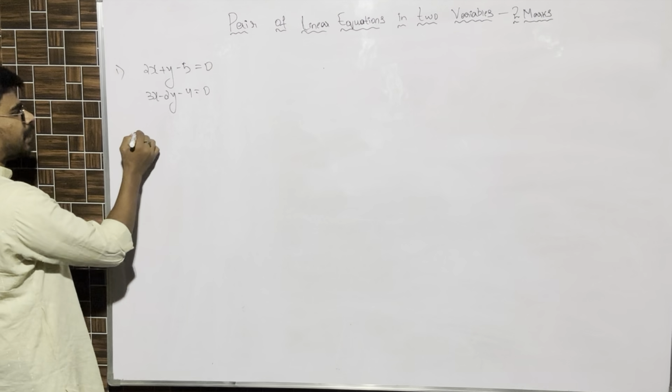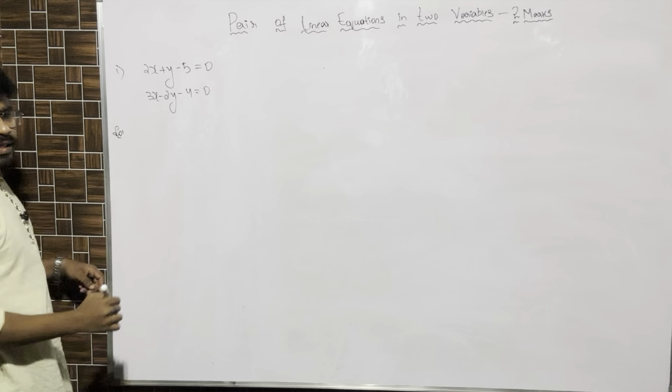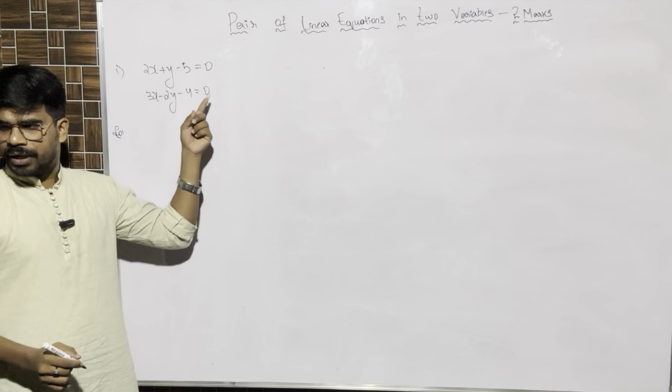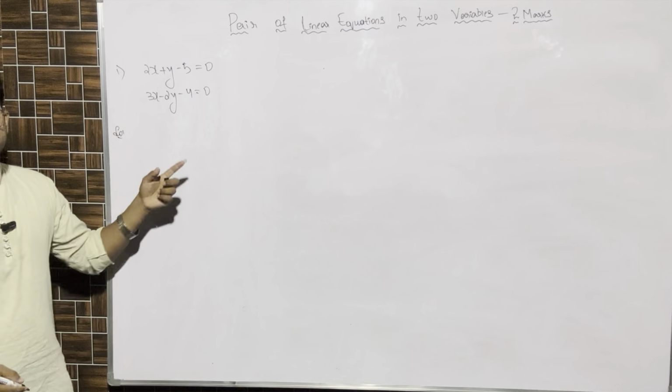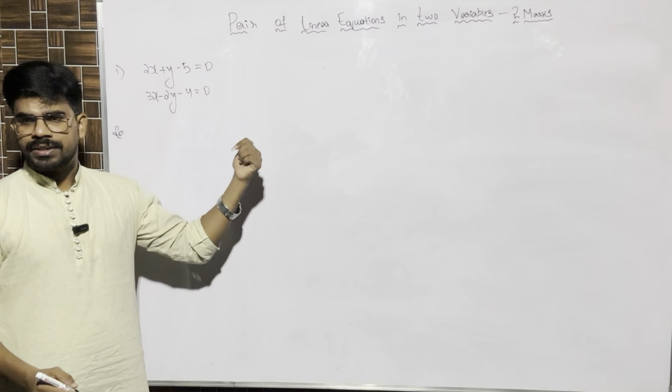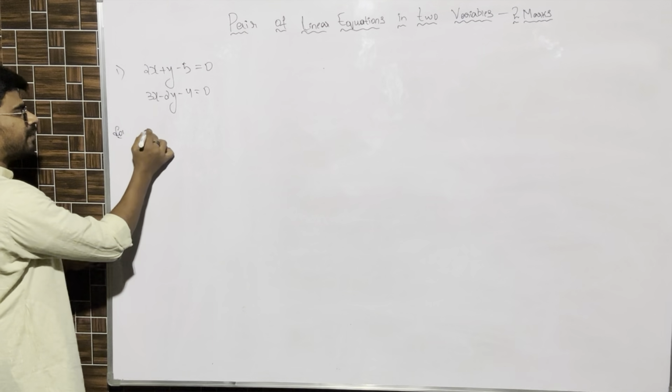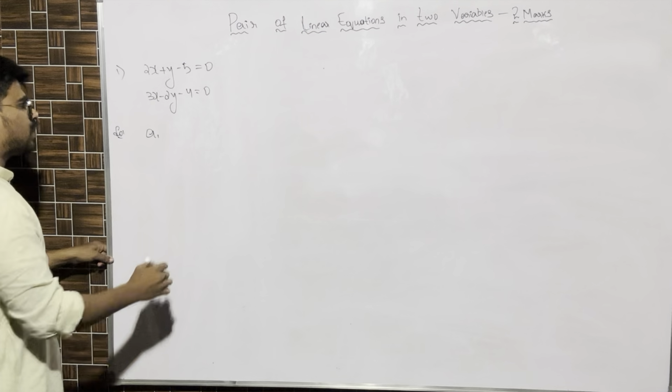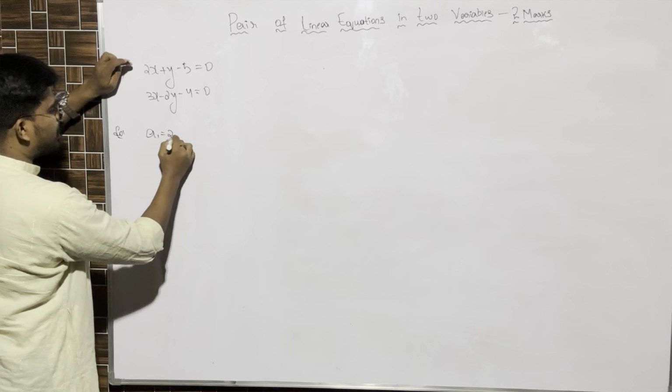We have to compare these two lines while writing the answer. Comparing both the lines with A1x, B1y, C1, A2x, B2y, C2, like that. After comparing we get the values of A1. Directly I am writing A1. What is the value of A1? 2. A1 is 2.